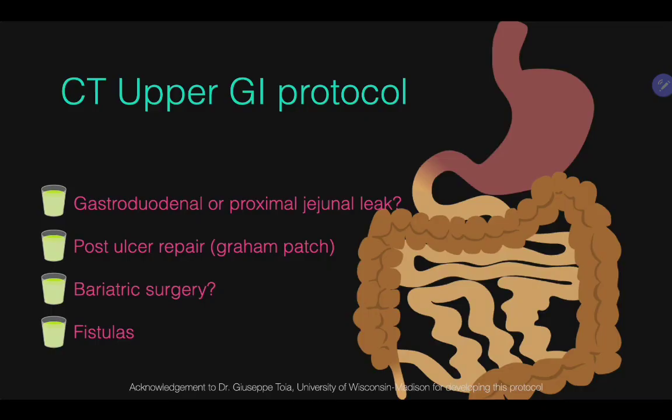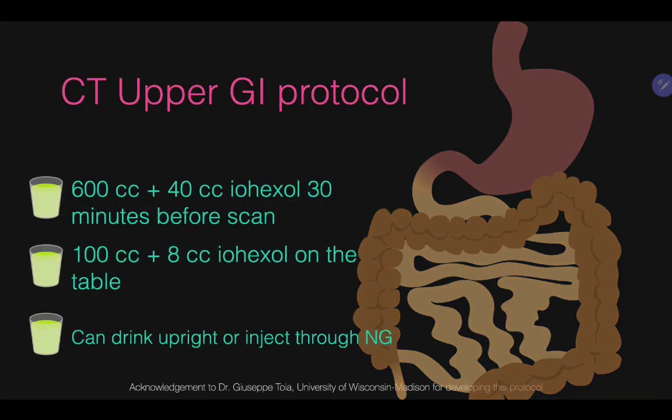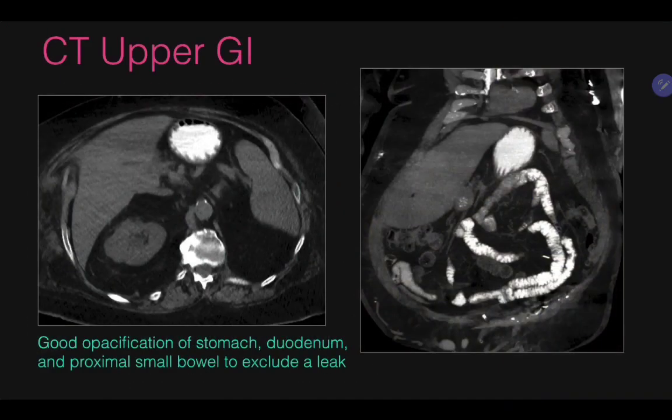It can also be useful to look for gastric or duodenal fistulas. Here is the protocol that we use. The patient drinks a mixture of water and contrast 30 minutes before the scan and also on the table right before scanning. Contrast can also be injected through a nasogastric tube or a feeding tube if needed.